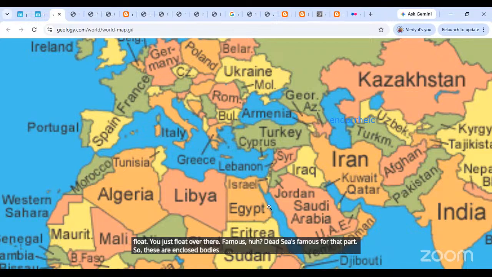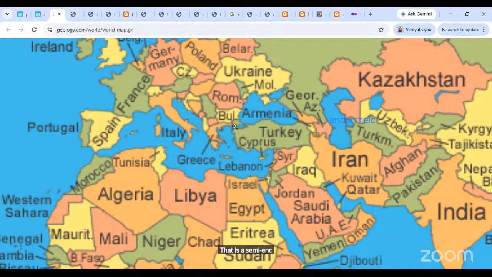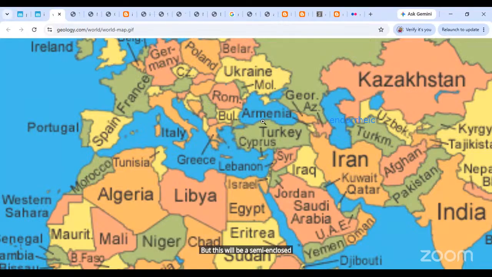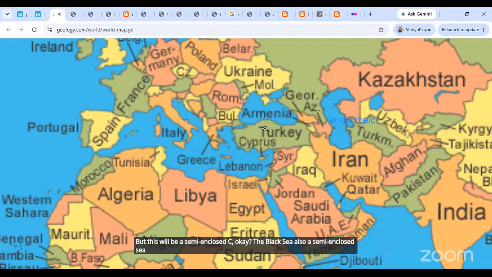Okay. On the other hand, the Red Sea, which is completely surrounded by land, and you just have a single strait out of here, that is a semi-enclosed body. So is the Mediterranean. So many straits, but it is still surrounded by land on all sides. So there are very narrow passages of water leading it into other seas or places. Okay. So these straits will, how do you say, separate them from the rest of the water bodies. But this will be a semi-enclosed sea. Okay. The Black Sea is also a semi-enclosed sea. So these that you're looking at will be semi-enclosed seas, whereas the Caspian, Aral Sea, or the Dead Sea over here are clearly enclosed seas. Okay, is that definition good?